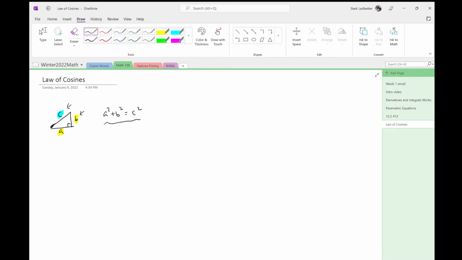The problem with this is, what if not every triangle is a right angle triangle? What if you have this triangle with some angle that is not 90 degrees? The Pythagorean theorem requires this angle to be 90 degrees. So what if you know these side lengths, and you do know this angle, it's just not 90? Then could you find the length C? And the answer is yes. You need to know trigonometry.